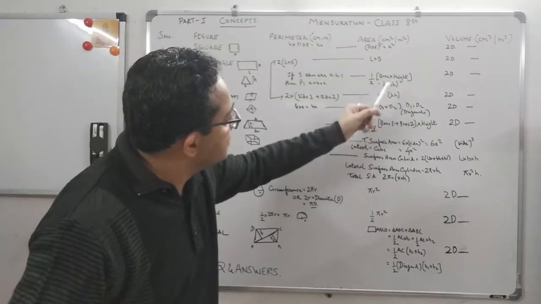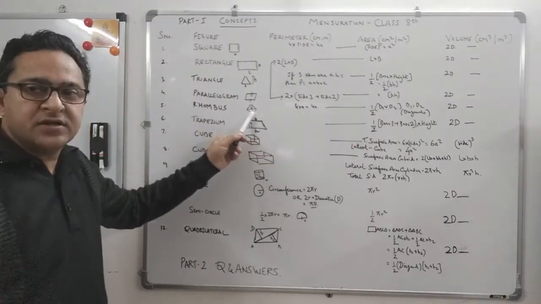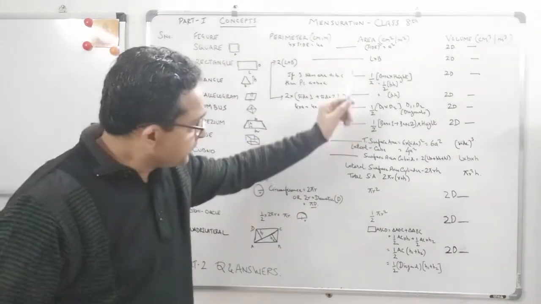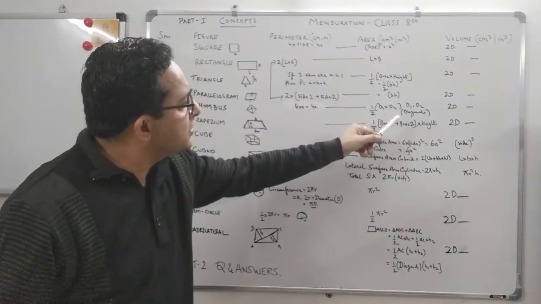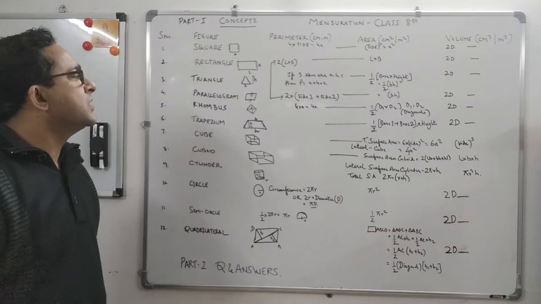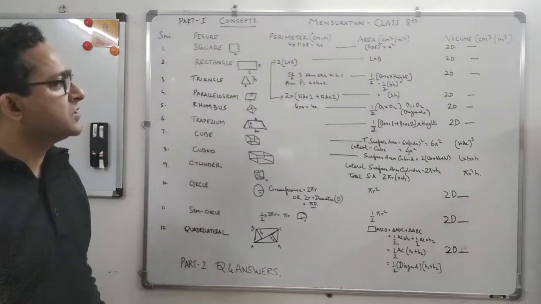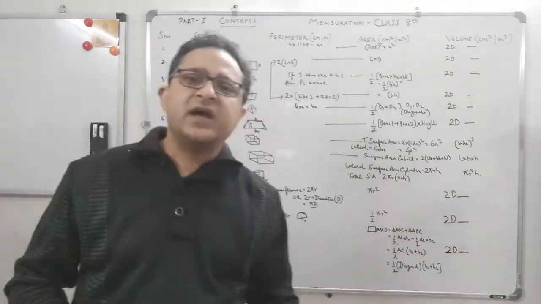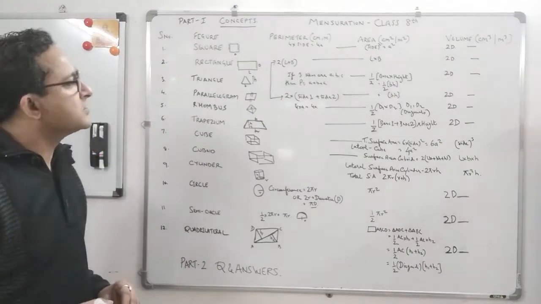So let's start with rhombus now. For rhombus, d1 and d2 are the diagonals, so area is half d1 into d2. Basically this is for the rhombus: the product of the diagonals and half. Right? This is for rhombus.